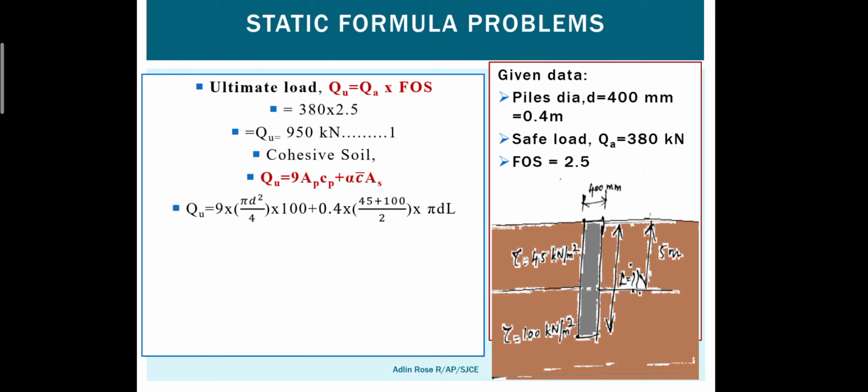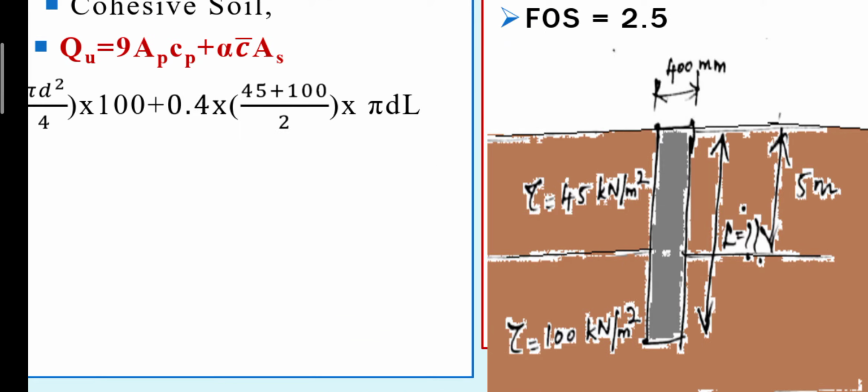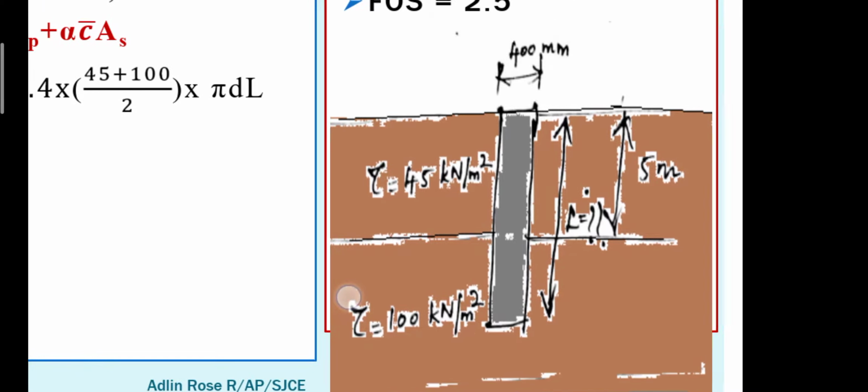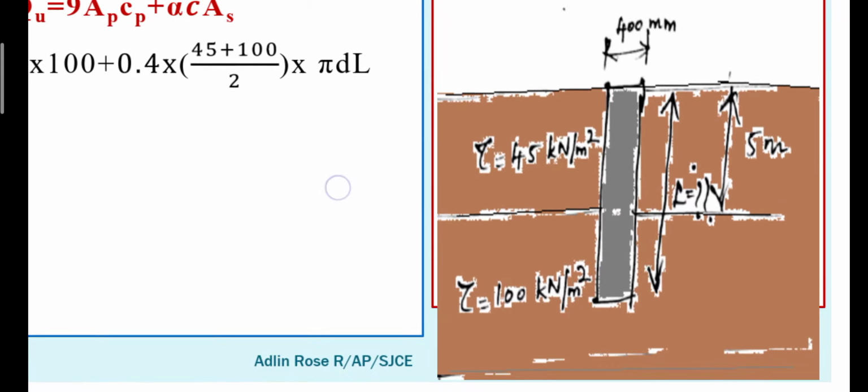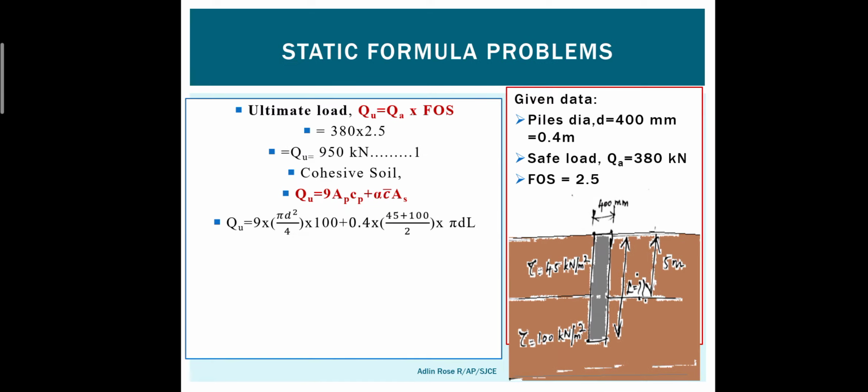What is C bar? Cohesion along the length of the pile. We don't know the length of the pile, but we know the pile passes through 2 layers of soil. That alone we know. So along the length of the pile we have two soils, so we take the average of both. 45 plus 100 by 2. So you are taking the average of both as cohesion C bar along the length of the pile. So 45 plus 100 by 2 into As.